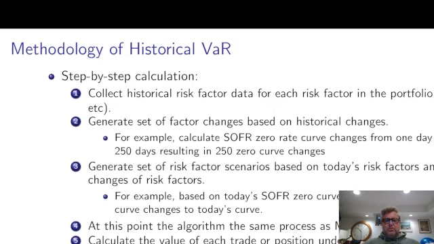Then you generate the risk factor scenarios based on today's risk factors, so today's zero curve, and you apply these shift curves. So you apply these historical changes of risk factors. As an example, based on today's SOFR zero curve, you create 250 scenarios by applying the zero curve changes we calculated in step 2 to today's curve. So now I have basically 250 scenarios.